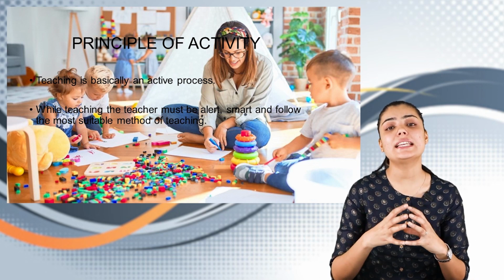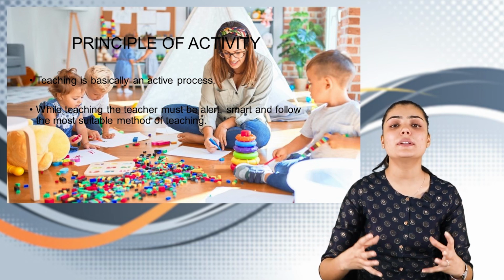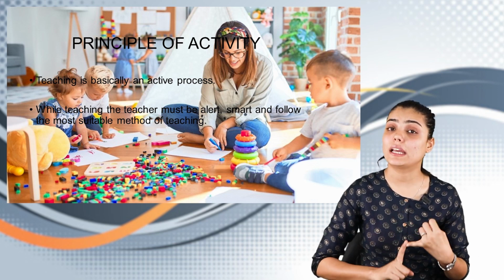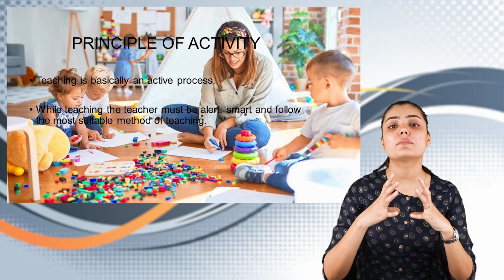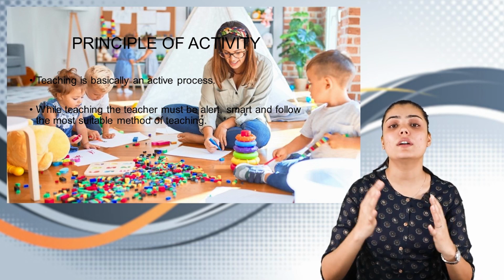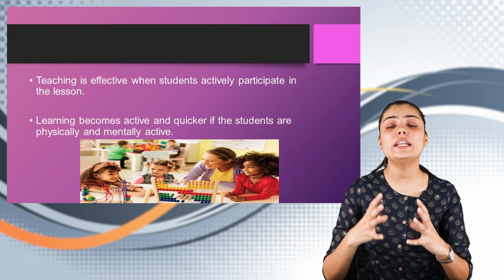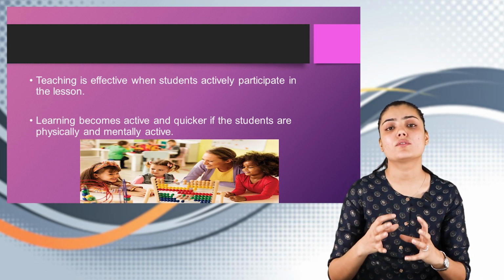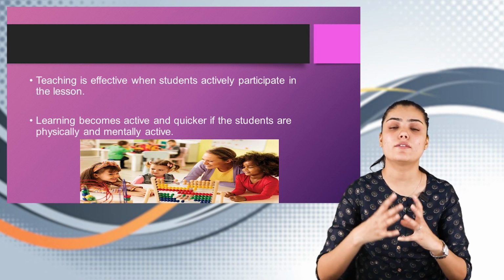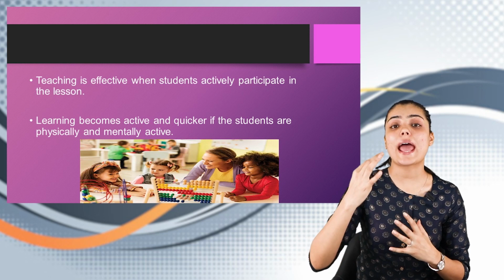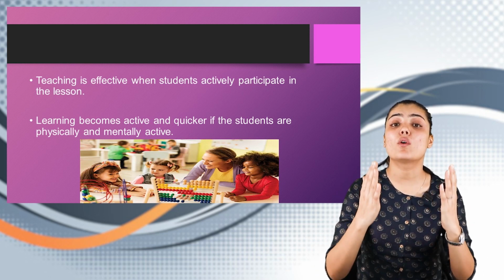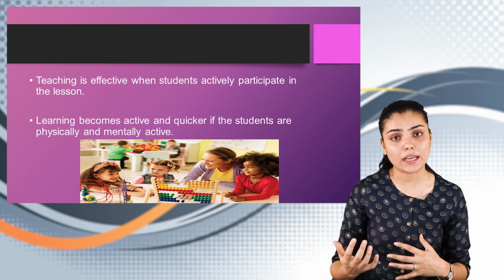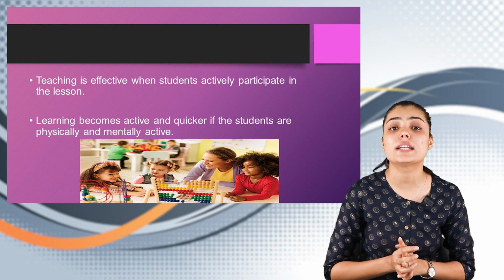Now, teaching is basically an active process, right? There are people who are actively involved in the process of teaching. While the teacher is teaching, the teacher must be alert, the teacher must be smart, and the teacher must follow the most suitable method for teaching. Teaching is effective only when students participate in the process of teaching. So, active participation of the student is required and necessary for the teaching process. Learning becomes more active and quicker if the students are involved physically and mentally. If the students are involved in the process, learning becomes quick. The students will be able to retain what they have learned as well, right?